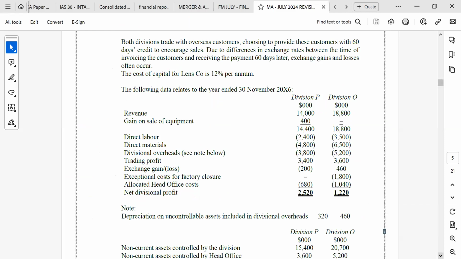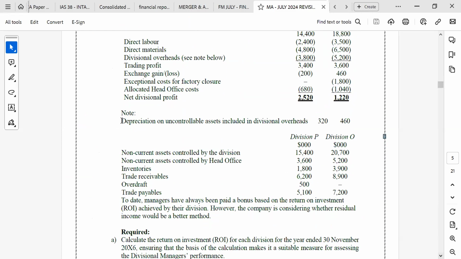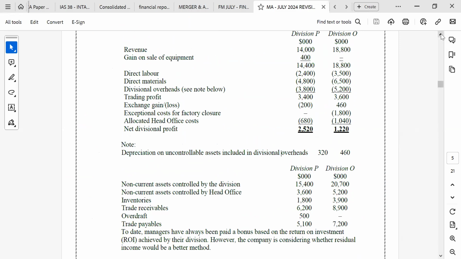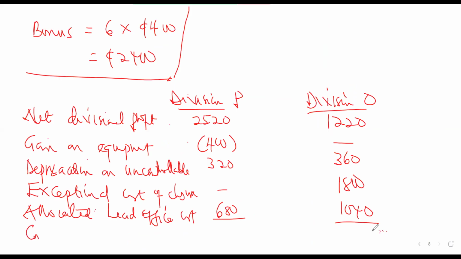In the footnote, where we're directed to, I don't know whether depreciation on assets is the only uncontrollable thing. Okay. So let's now total the profit. Let's now find our controllable profit and move on. So it means what we are doing is a full control by the divisional manager, not the head office.